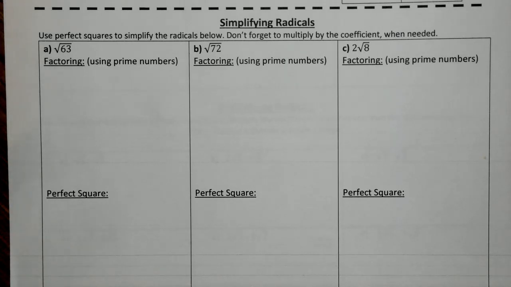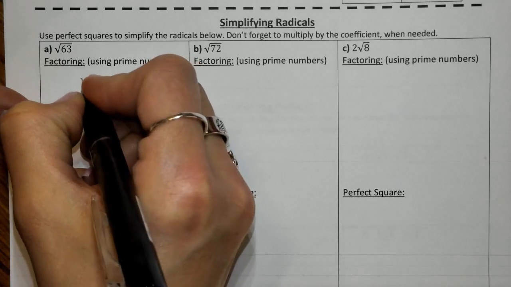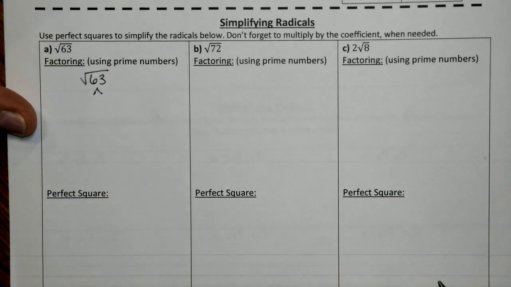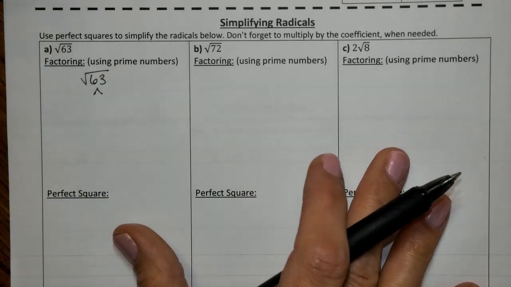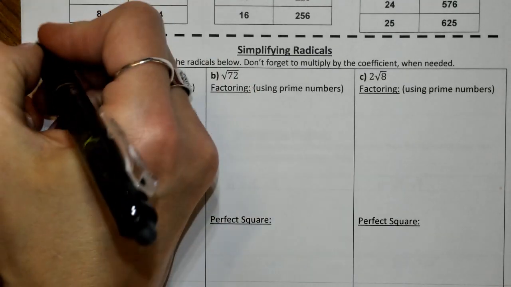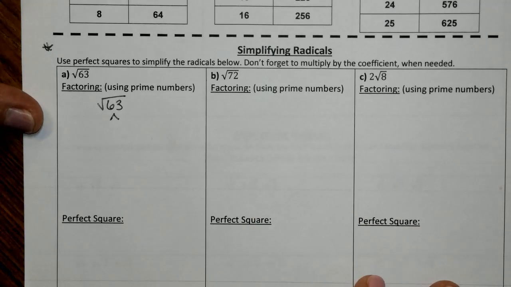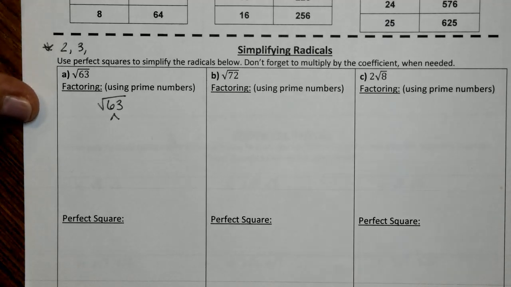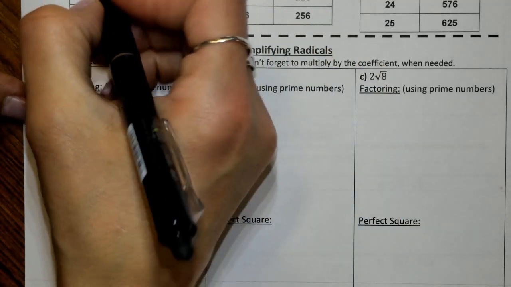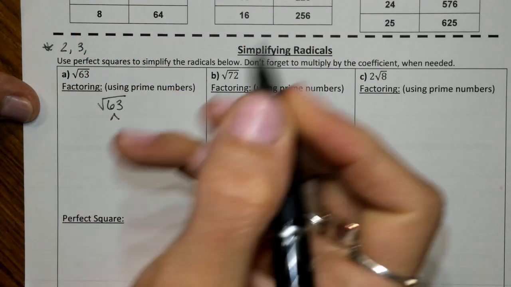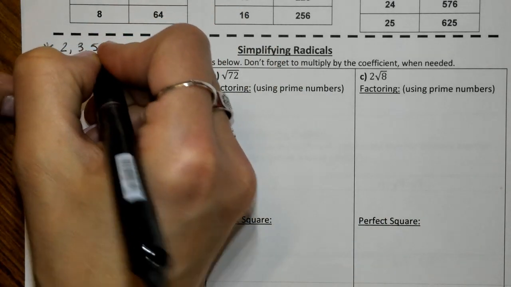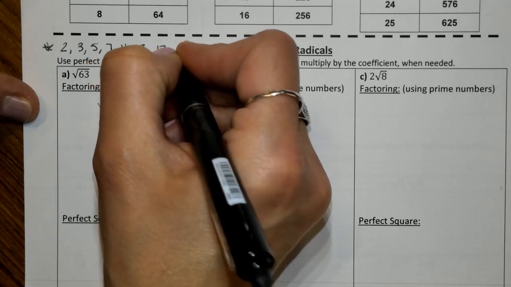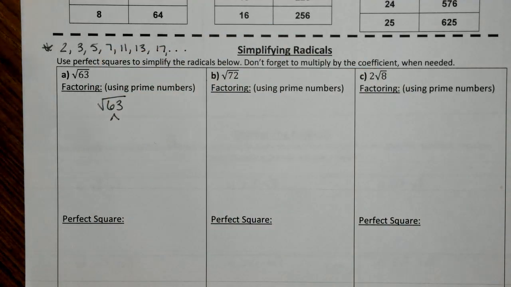Factoring. What this is, we're going to go ahead and take the square root of 63, and we're going to use our prime numbers. Factoring is using your prime numbers. We need to memorize at least the first several prime numbers. Things like 2, 3. Remember, a prime can only be divided by 1 and itself. 2 is the only even prime number. We also have 5, 7, 11, 13, 17. We usually don't go above 17.